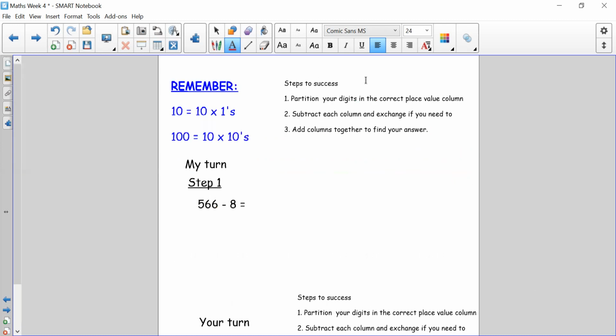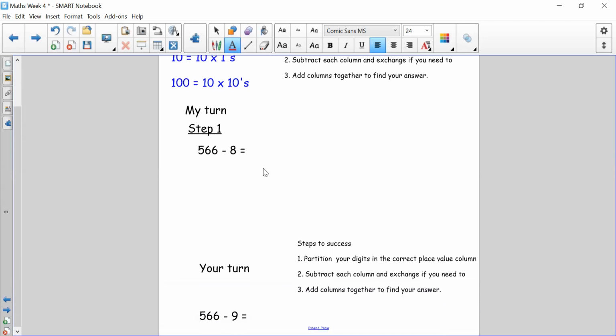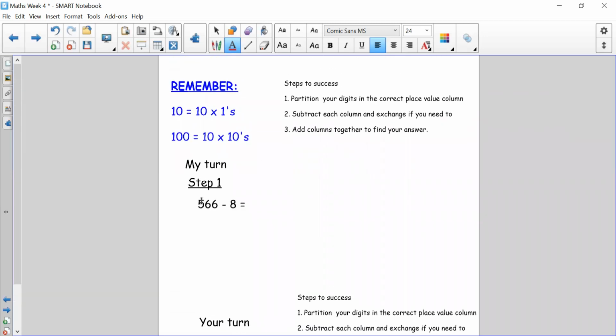So let's look again at our key terms here. When you want to exchange a 10 counter, you need to make sure that you exchange it for 10 ones. The same for 100. When you want to exchange a 100 counter for tens, you need to make sure that you give your tens column 10 tens. Okay, so let's follow our steps to partition 566, take away 8.